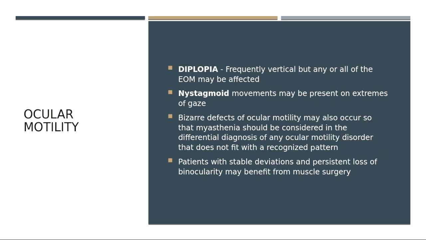In ocular motility, patients frequently have diplopia, frequently vertical, but any or all of the extraocular muscles may be affected. You can also get nystagmoid movement. Bizarre defects of ocular motility may also occur, so myasthenia should always be considered in any differential diagnosis where you have an ocular motility disorder. Okay?